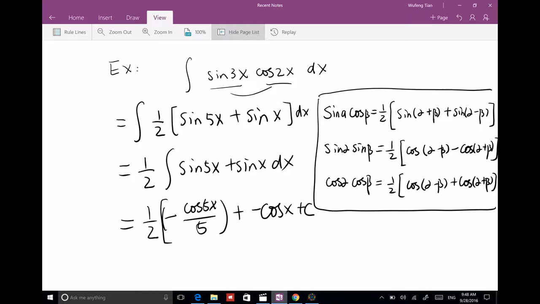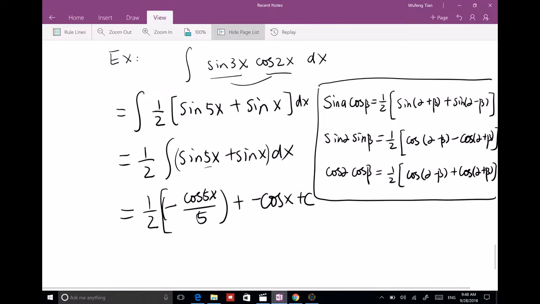Then we have half of sine alpha plus beta, just 3x. So we have 3x plus 2x is 5x, plus sine 3x minus 2x, which is sine x, and dx. Then this is just simple trigonometry and integration. So half of sine 5x gives negative cosine over 5. Don't forget the 5 over here. Okay. So this is another form which we have. You can do it this way. And this is sine and cosine.